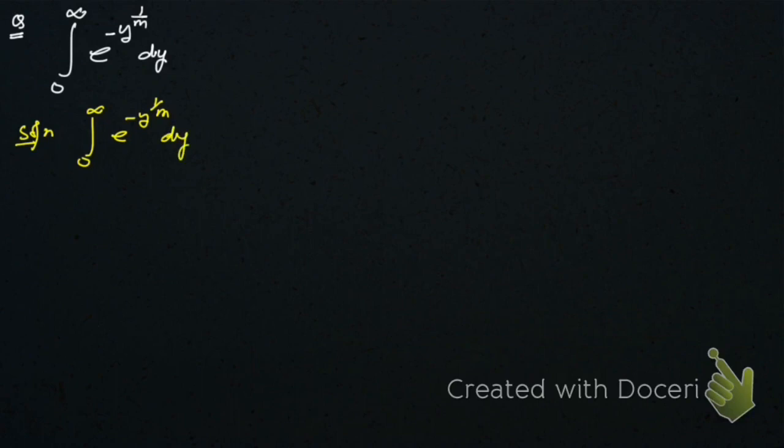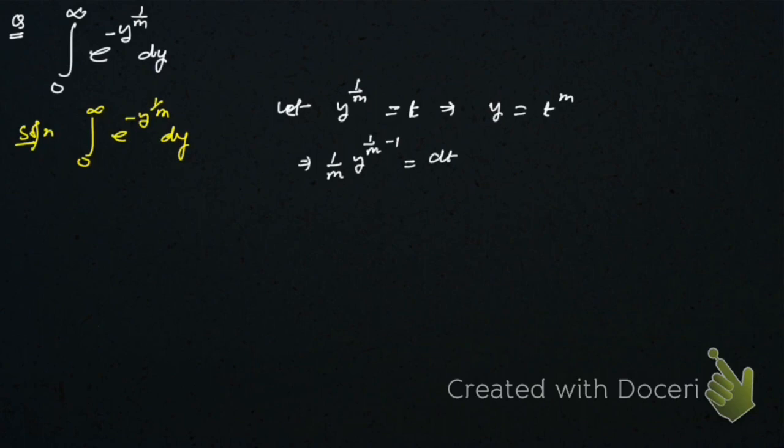So here let us consider that y to the power 1 by m is equal to t. Then we can say y will be equal to t to the power m, right? Then if you differentiate this with respect to y, you're going to have 1 by m y to the power 1 by m minus 1 is equal to dt by dy. That is what we're going to have, right?